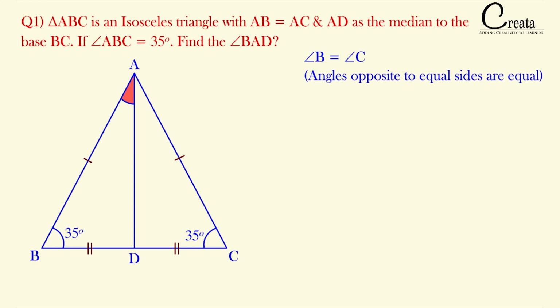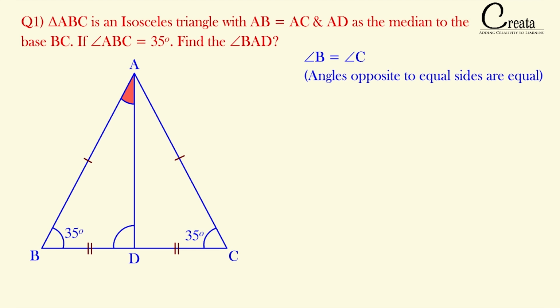Further, we have to find this angle. Somehow, if we are able to find angle ADB, this angle, then we can apply the angle sum property of the triangle, that is, the sum of the three angles of a triangle is equal to 180 degrees, and we can find our missing angle, angle BAD. So somehow we have to find this angle.